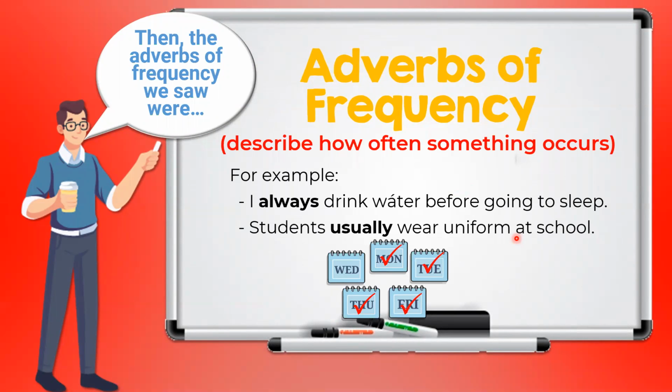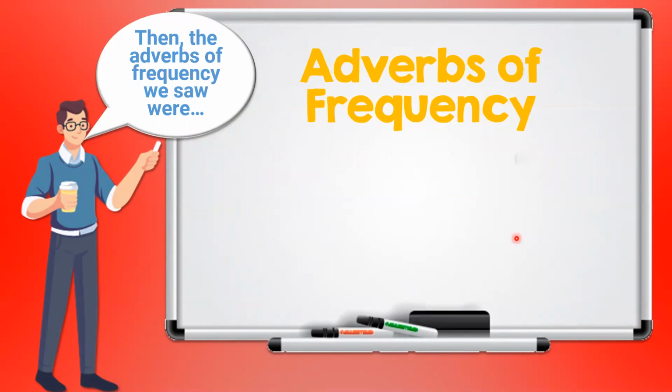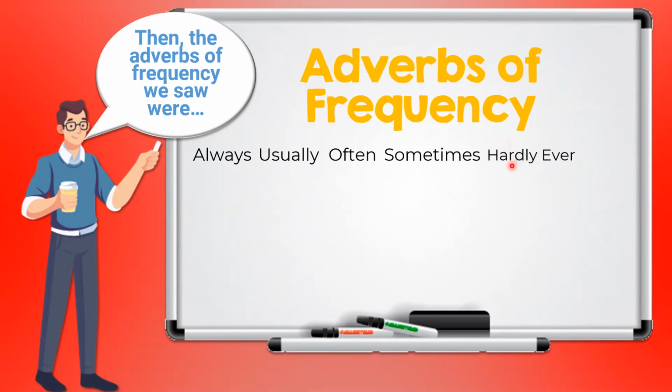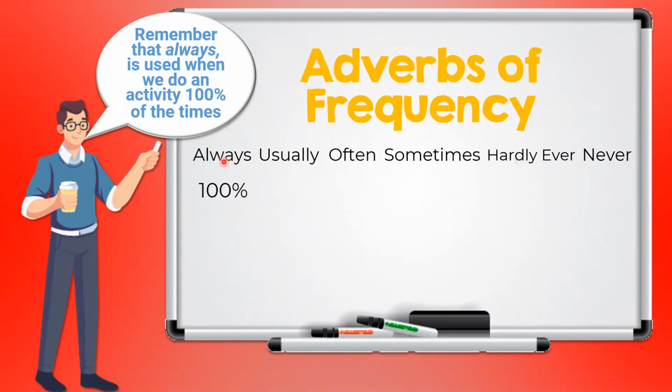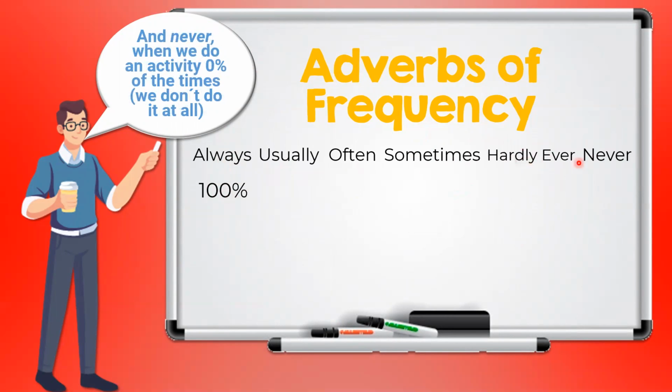Then, the adverbs of frequency we saw were always, usually, often, sometimes, hardly ever, and never. Remember that always is used when we do an activity 100% of the times, and never an activity 0% of the times. We don't do it at all.